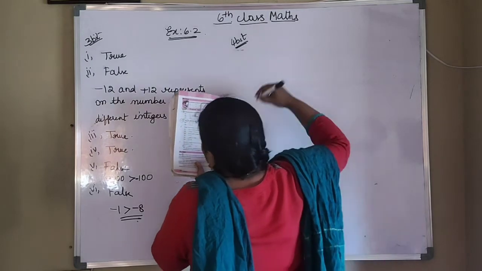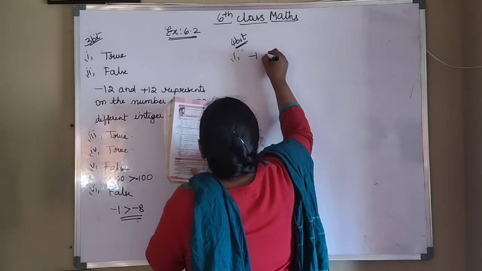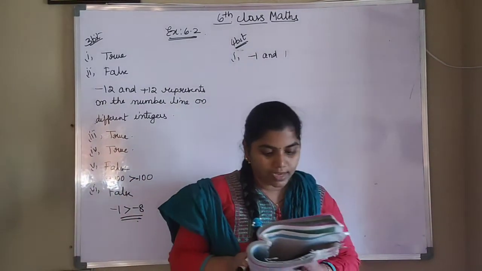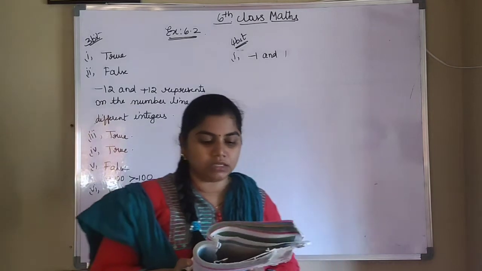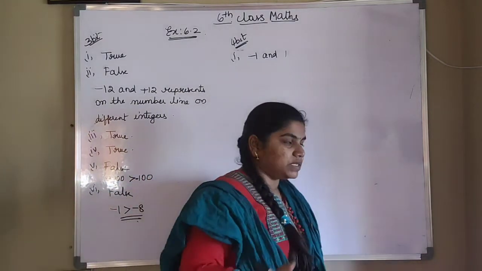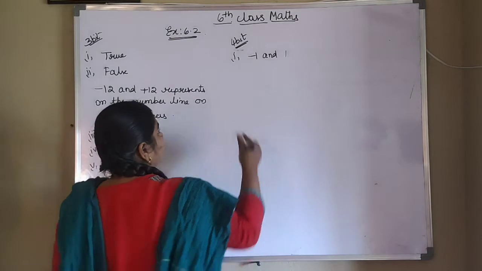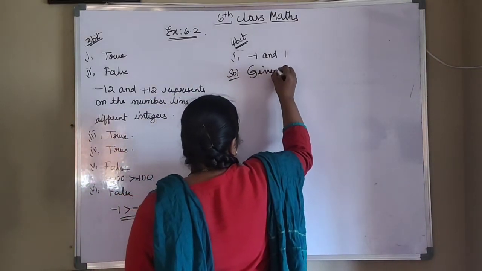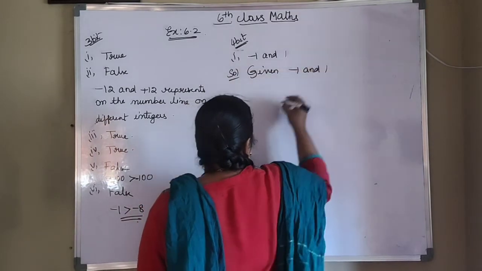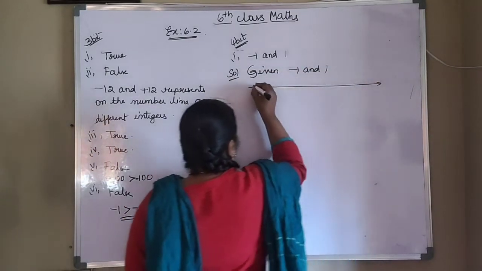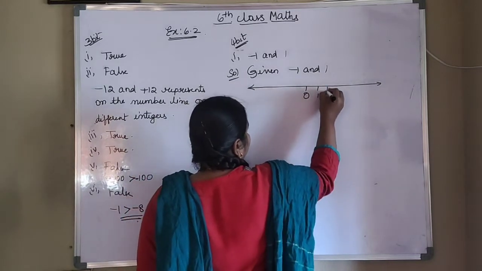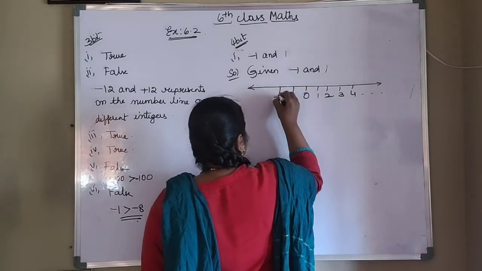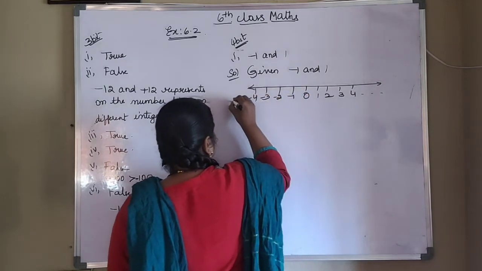Okay, so first minus 1 and 1. So find all the integers which lies between the given two integers, also represent them on a number line. So we have to represent on a number line also. So what are the between integers? First we will represent on a number line. So given minus 1 and 1. So we are representing on a number line here. So 0, 1, 2, 3, 4 and so on. Here minus 1, minus 2, minus 3, minus 4 and so on.